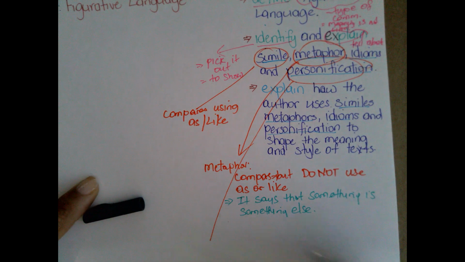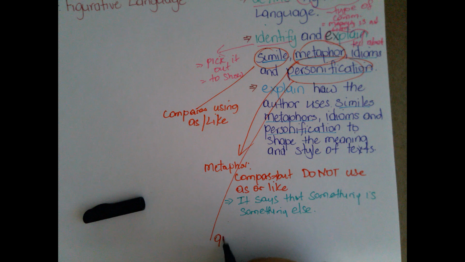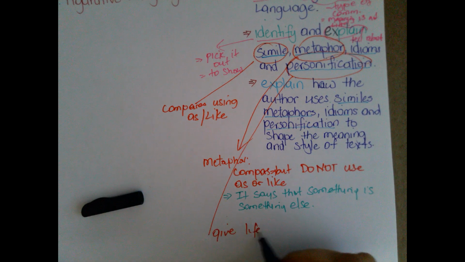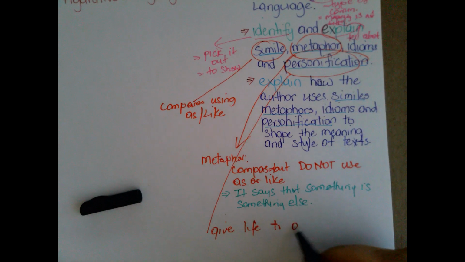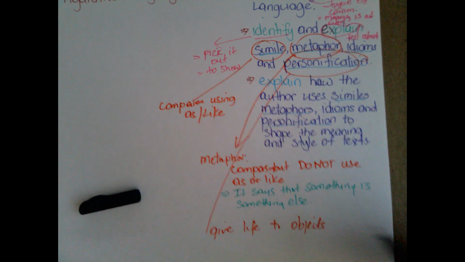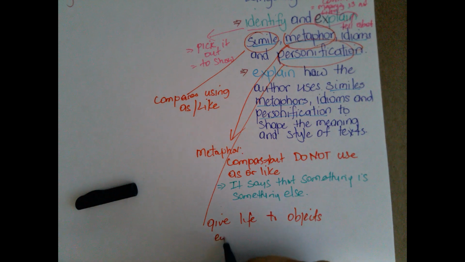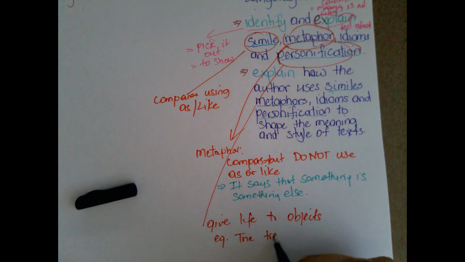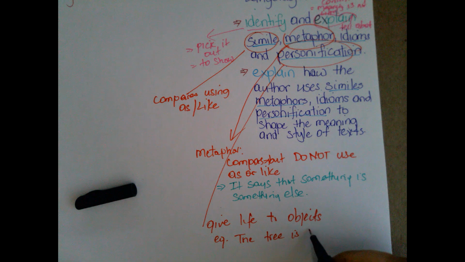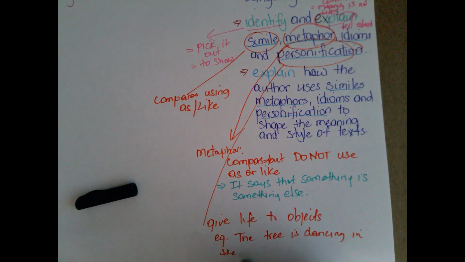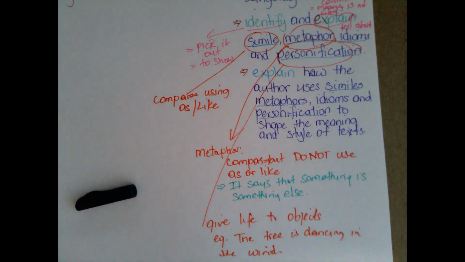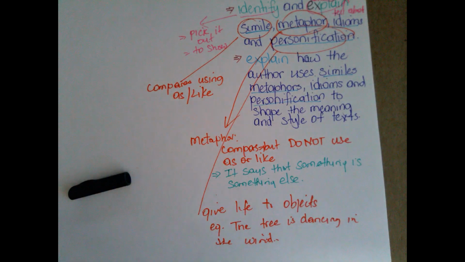All right. What is personification, right? We give life to objects. If you're going to use the word inanimate objects, then you have to further explain what inanimate is, right? For example, the tree is dancing in the wind. Cool? Now, idioms is another one.